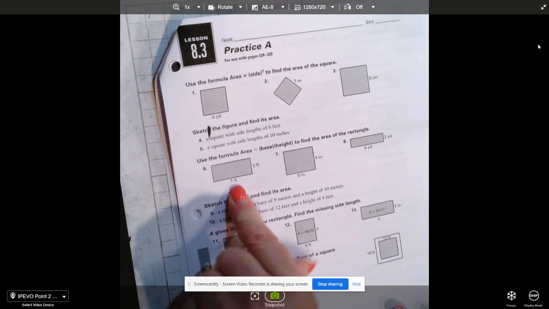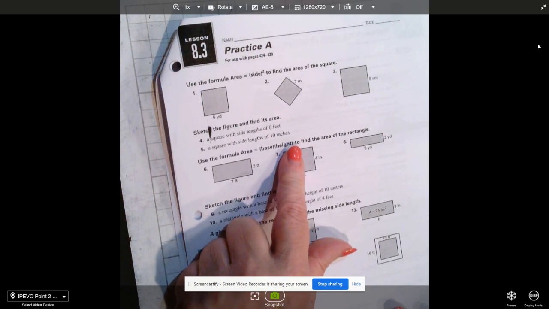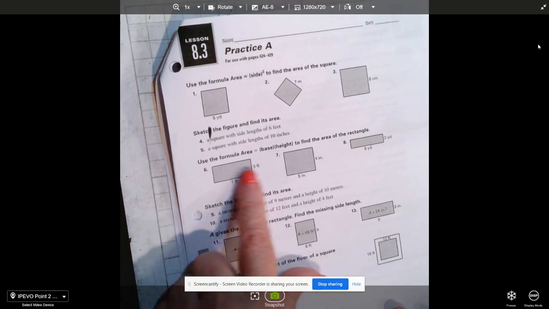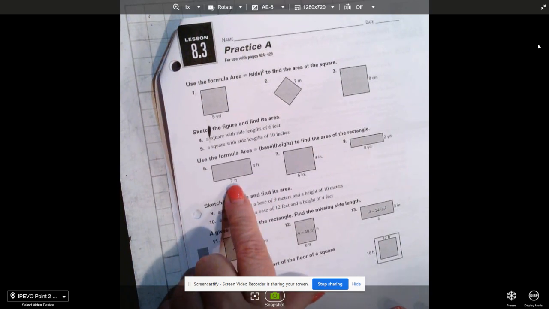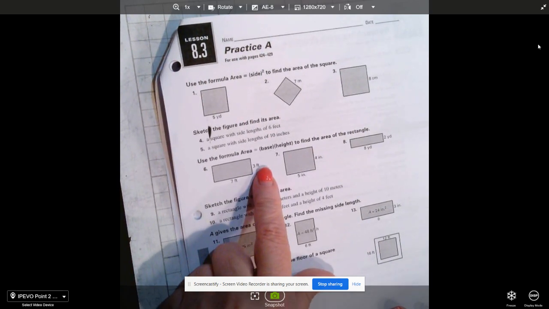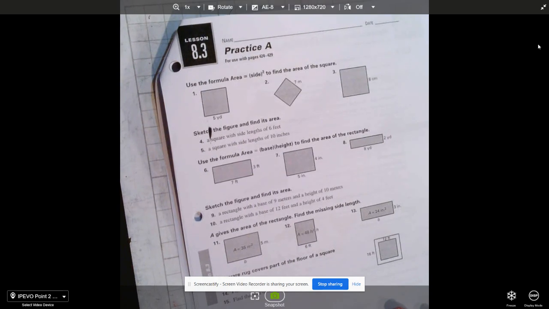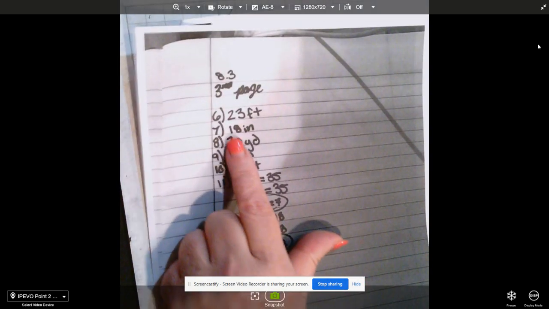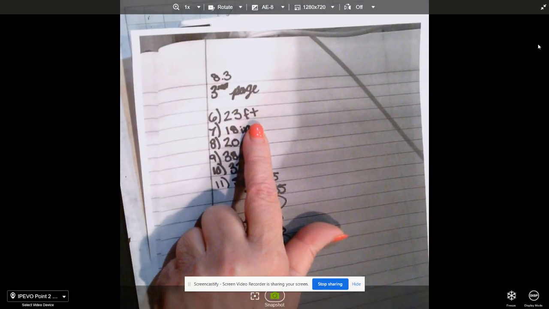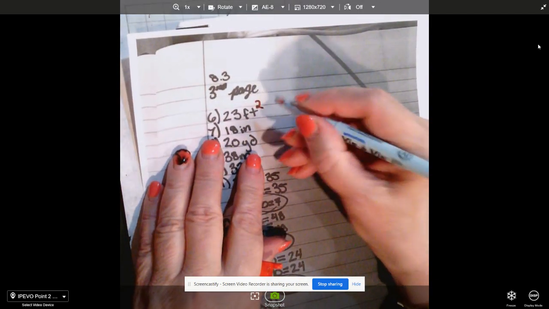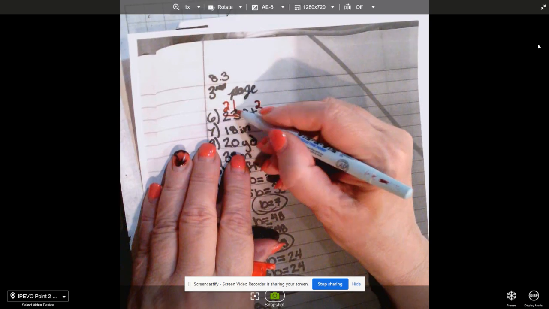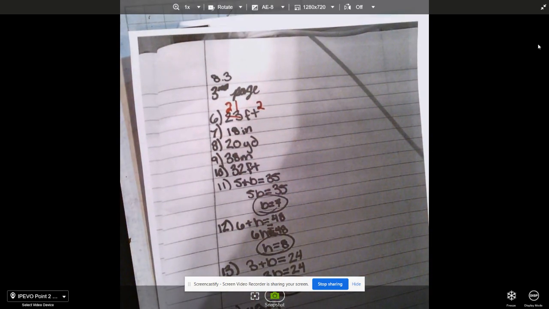Number 6, they want you to use the area formula, base times height, to find the area of the rectangle. Well, 7 is the base and 3 is the height. So all you have to do is multiply 7 times 3. 7 times 3 is 21, and here your answer was 23. Again, remember that if it's an area, you're talking about squared units. So it really should have been 21 feet squared.